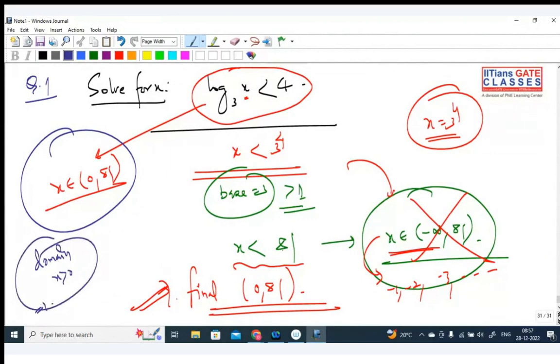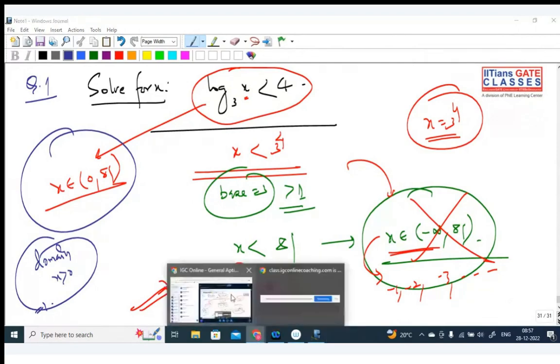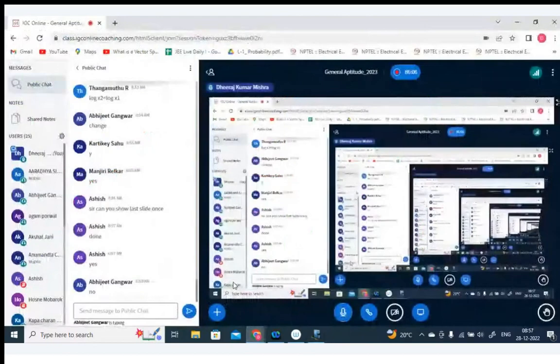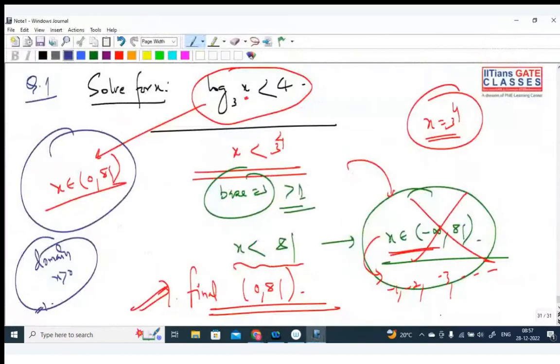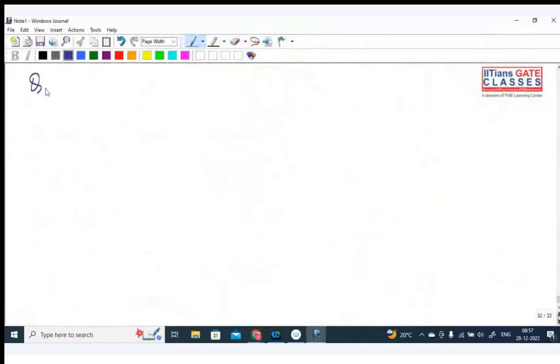Please note down. Let me take one more question. Noted? Can we go ahead and take one more question? Yes, please allow me to go. Yes, great. So take this question. Solve for x. See, these are very easy questions. Take it. Log base 1 by 2 of x, greater than minus 1.